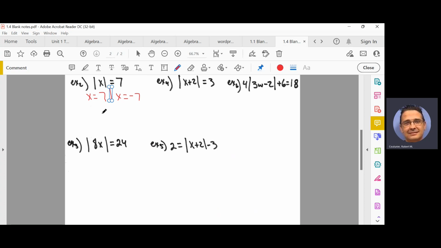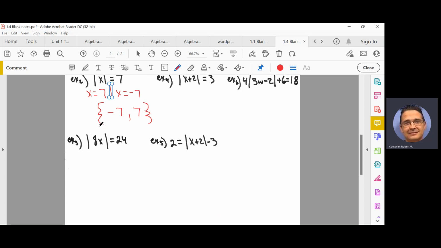Your solutions are, we can do it in a solution set, -7, comma, 7. Two solutions. When we separate our answers using a comma in Delta Math, that's what it does. It opens up those solution sets.